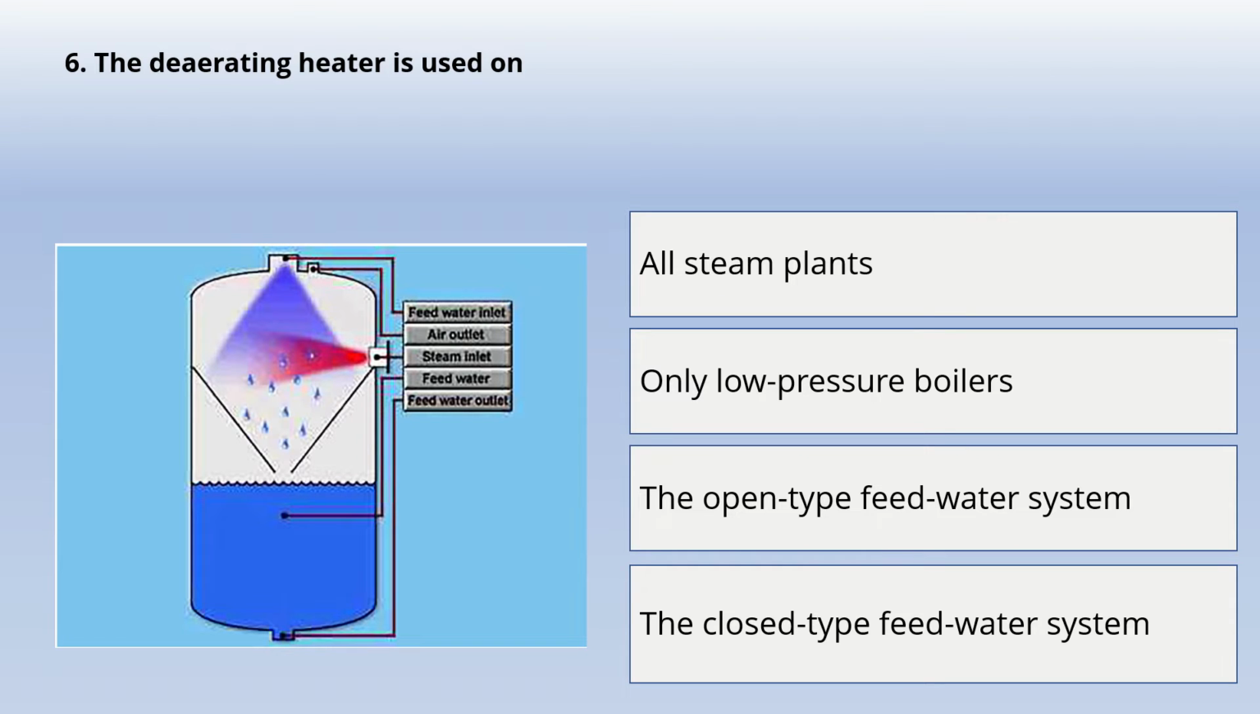Our next question is, the deaerating heater is used on, and the options are all steam plant, only low pressure boilers, the open type feed water system, the closed type feed water system. And the correct option for this question is the closed type feed water system.